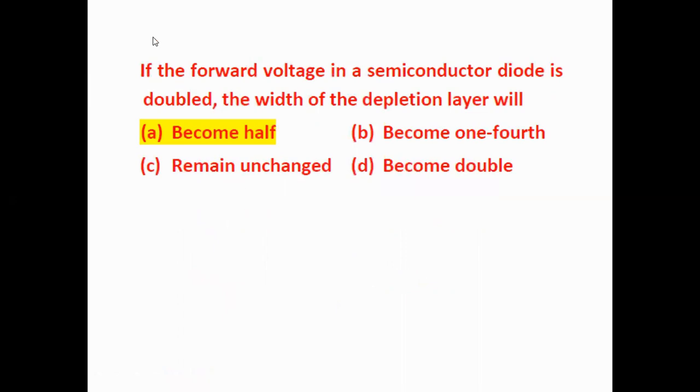Next. If the forward voltage in a semiconductor diode is doubled, then the width of the depletion layer becomes half. Forward voltage is inversely related to the width of the depletion layer. So if the forward bias is increased to 2 times, the potential barrier across the depletion layer will be half.